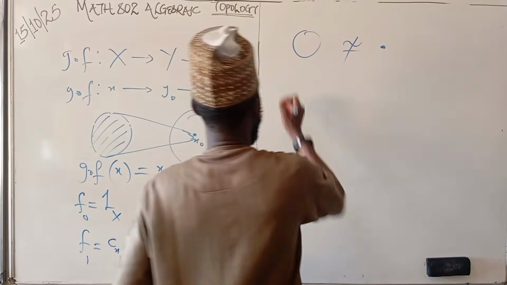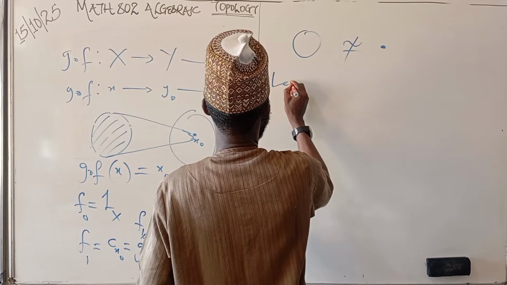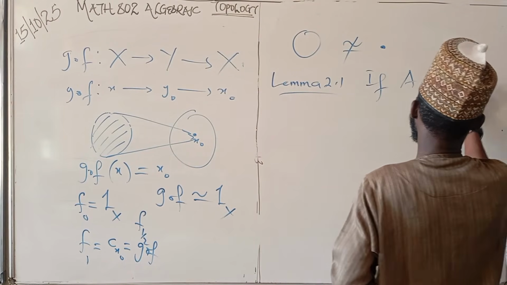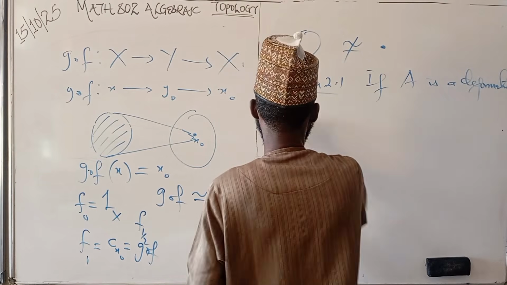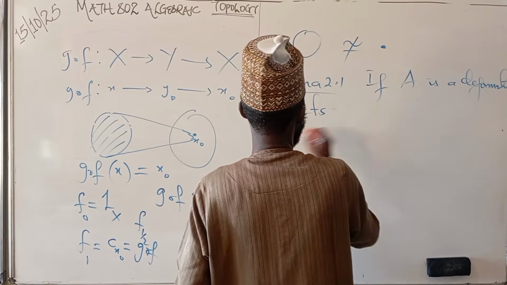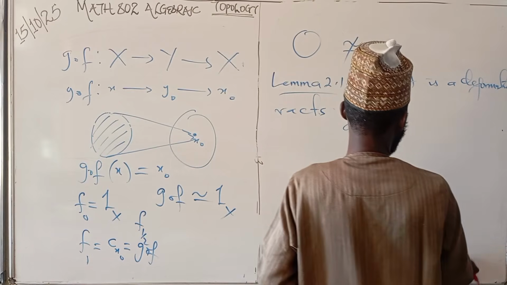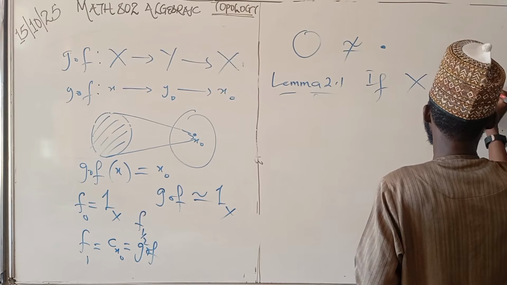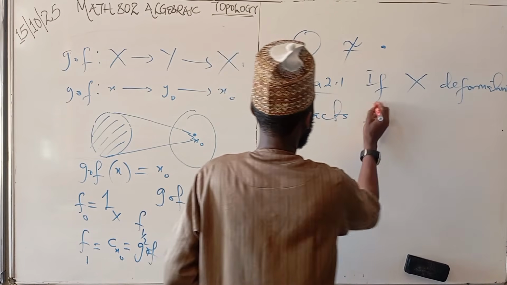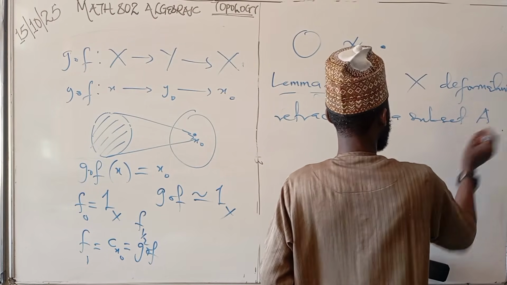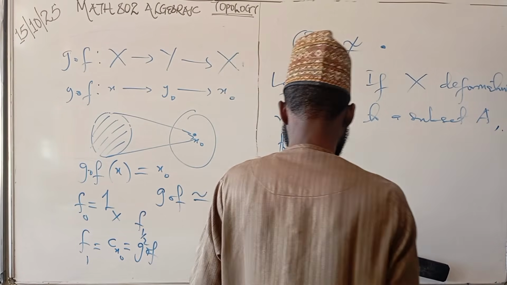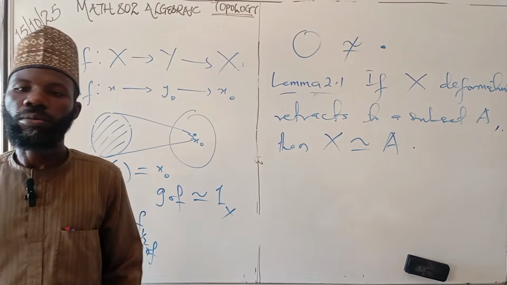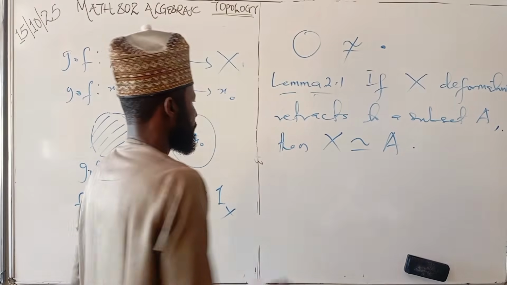In fact, we have a theorem, a result, a lemma, or proposition, maybe I'll call it 2.1: if X, a topological space, deformation retracts to a subset A of that space, then it must be true that X is homotopy equivalent to A. If you can deformation retract, then they are homotopy equivalent. Are you following? You can prove it.